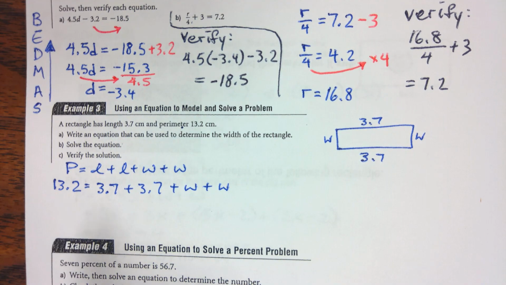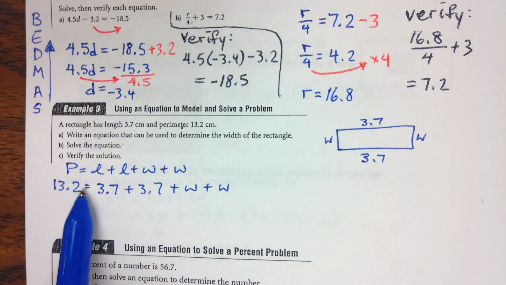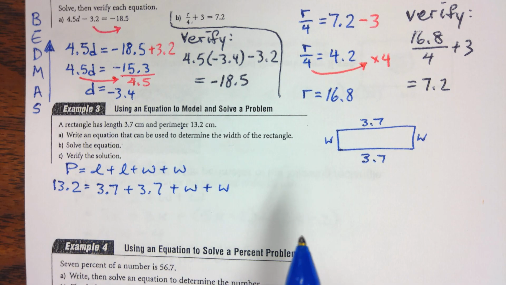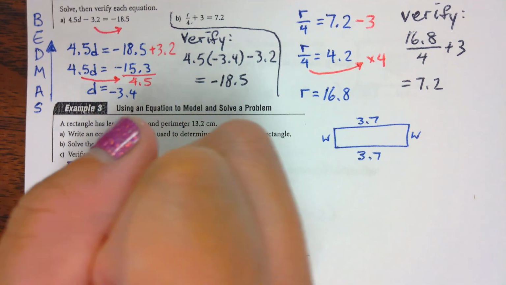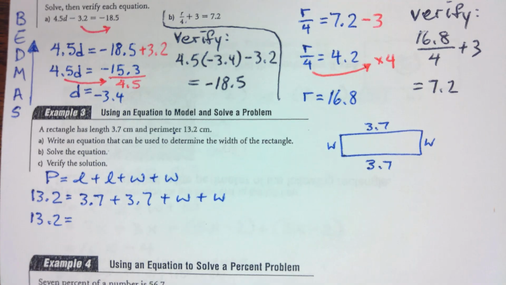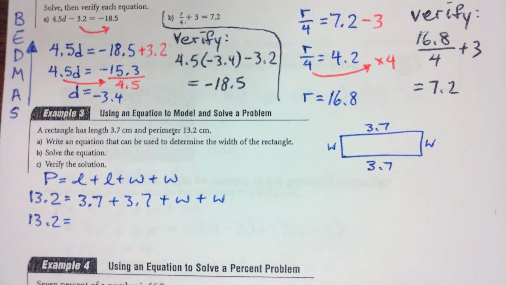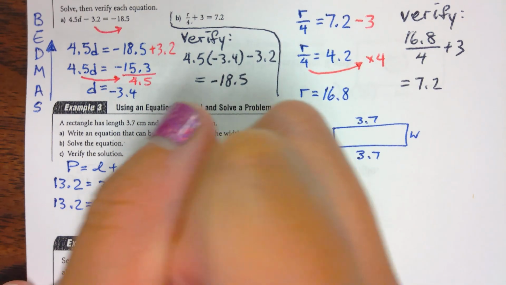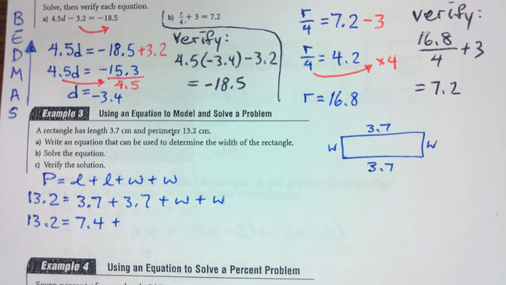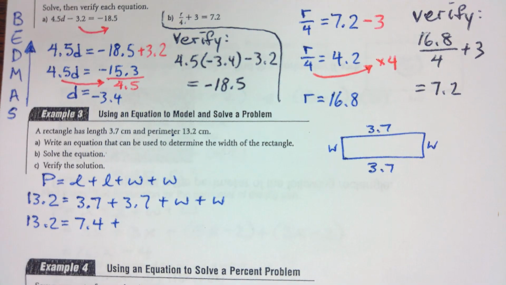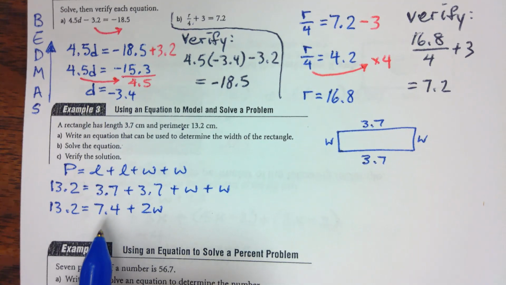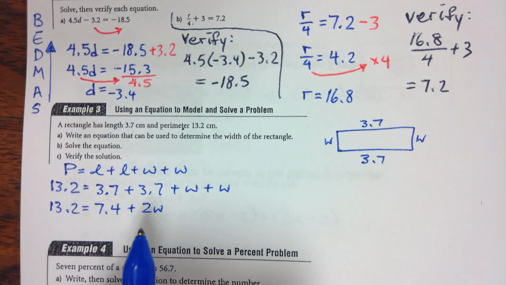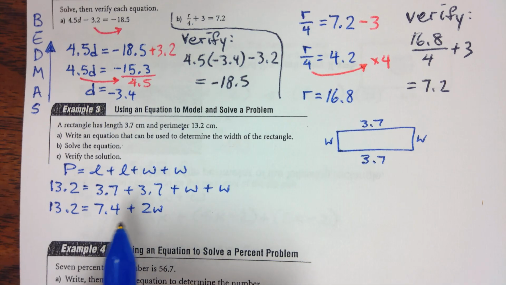Okay? It's not an equation unless there's an equal sign. Without the equal sign, it's an expression. Okay? So 13.2 equals 3.7 times 2, which is 7.4. What's W plus W? Travishan, what's W plus W? 2W. Okay, can you help me solve the rest of this? I want W by itself on one side. So what should I move to the other?